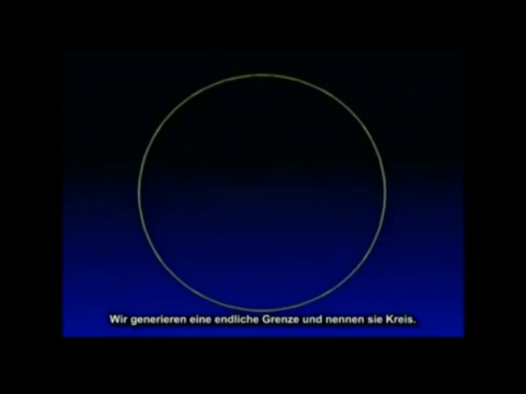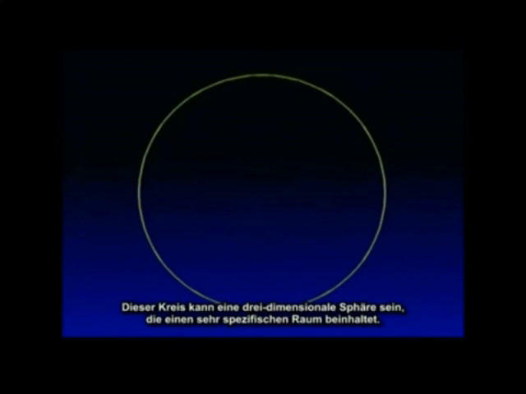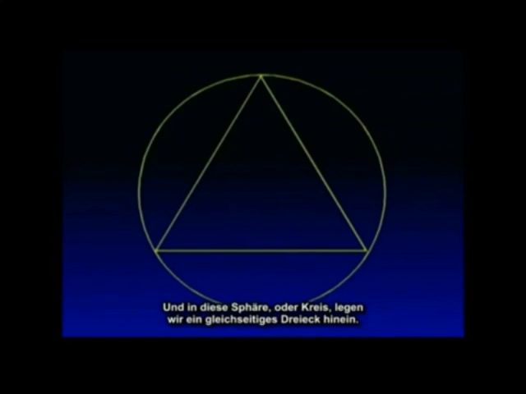We're going to generate a finite boundary that we're going to call a circle here. And this circle could be a 3D sphere that contains a very specific space. And in that sphere, or in that circle, we're going to put a triangle, an equilateral triangle.